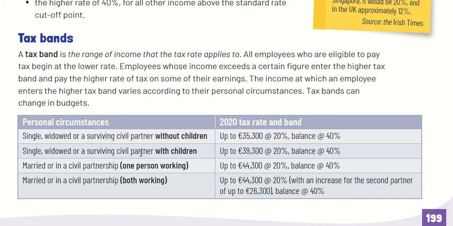It depends on your circumstances. If you have children or if you're married, there'll be different bands and rates. Maybe one person is working in the household and they'll get all the credits and bands and so on. Just be aware of that, and that will change a lot when it comes to the budgets. That will be updated, either reduced or increased, depending on how the economy is going.